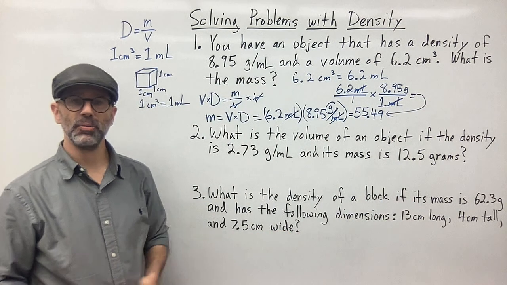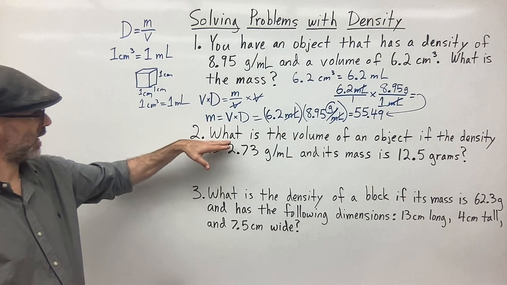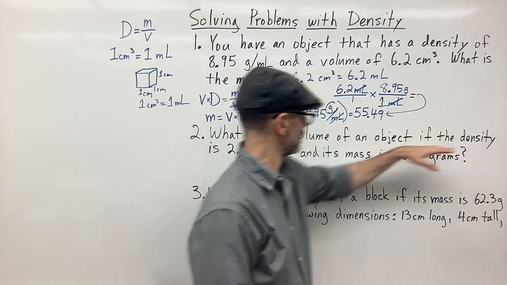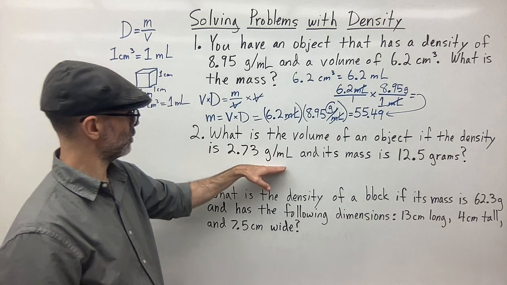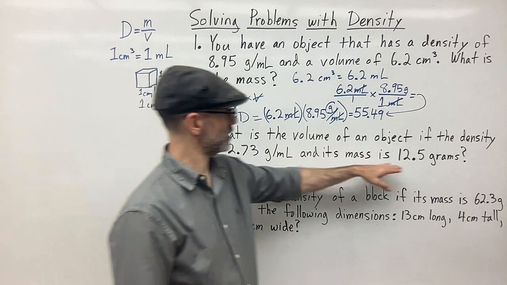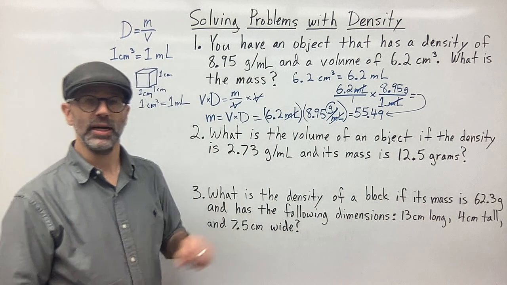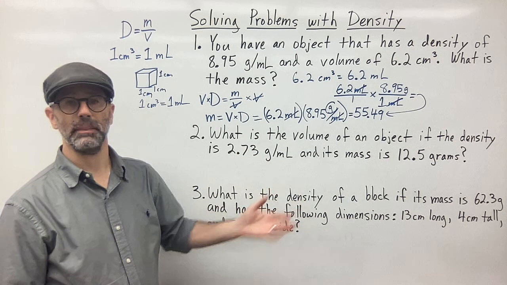Okay, what about problem number 2? It asks, what is the volume of an object if the density is 2.73 grams per milliliter and its mass is 12.5 grams? So very similar to the last problem, except this time they want the volume and they're giving me the mass.